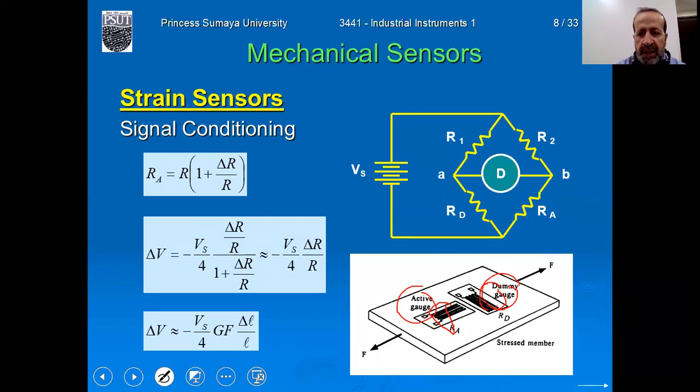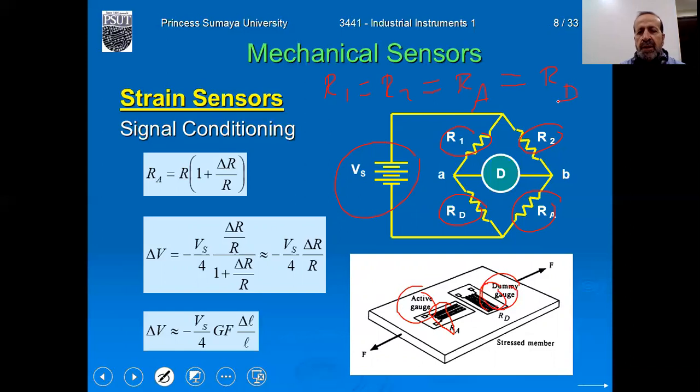So the first strain gauge, the active one, we put it here in the Wheatstone bridge. The dummy strain gauge, we put it here in the opposite branch of the Wheatstone bridge. In this Wheatstone bridge, we have this excitation voltage Vs, and these resistances. Usually we use equal resistances, so R1 usually equals R2, equals RA, the active strain gauge, and equals R of the dummy.